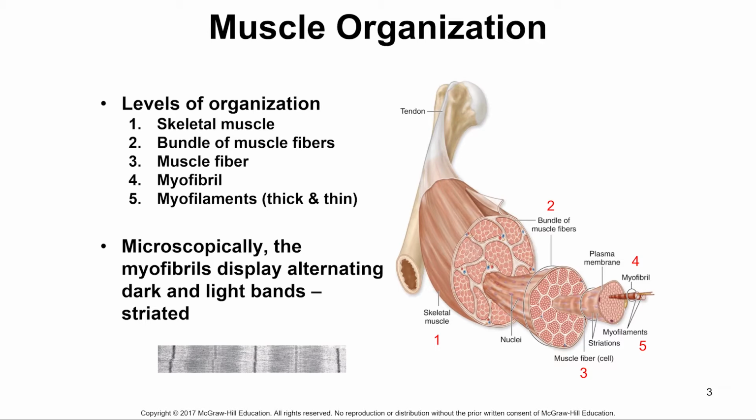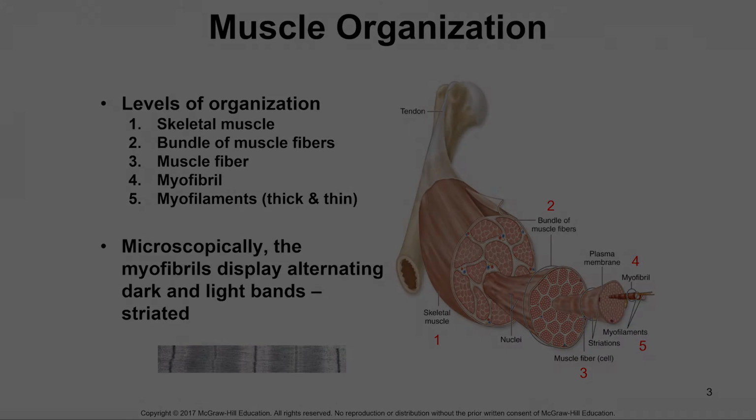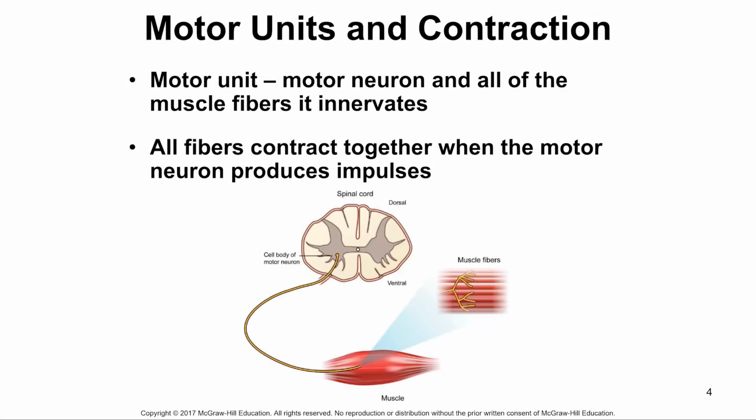And microscopically, we can see the light and dark bands or striations of skeletal muscle, which is what we're actually visualizing there: the bands that make up the various sarcomeres, a sarcomere being the functional unit of the muscle. Now, a motor unit is a motor neuron and all of the muscle fibers or muscle cells that it innervates.